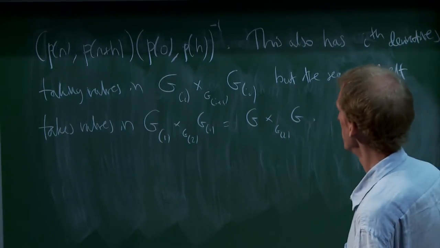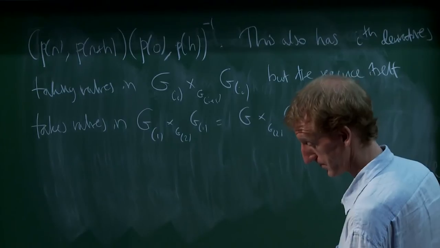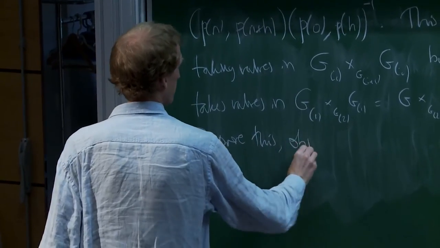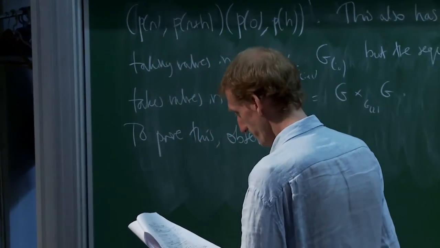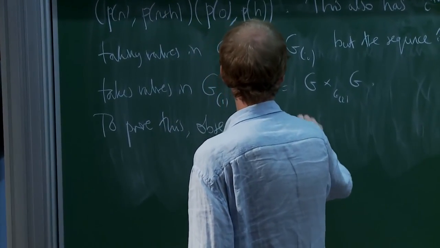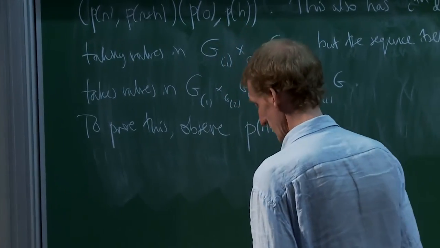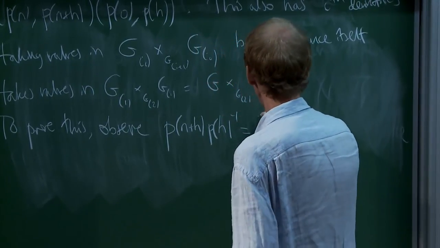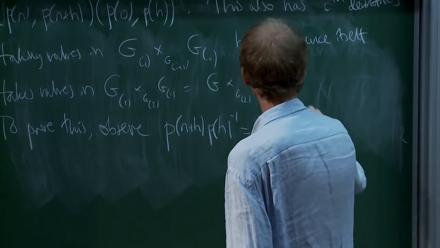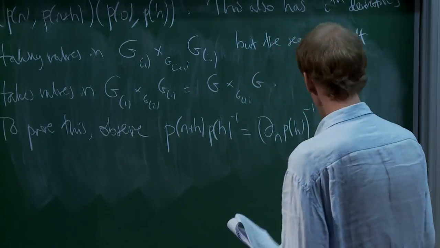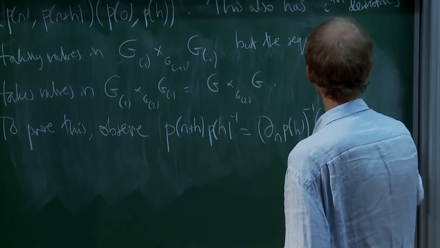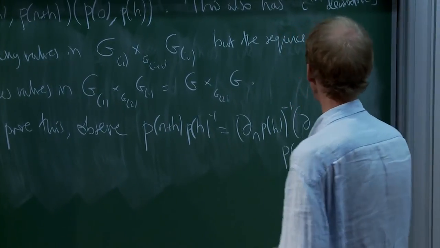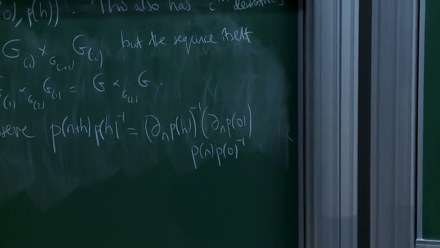It wasn't quite as straightforward as I thought. So to prove this, what one does is observe the following: P(n+h) times P(n) inverse times P(h) inverse is equal to the derivative Δ_n P of h inverse times the derivative Δ_n P of 0 times P of 0 inverse. So that's just an identity.